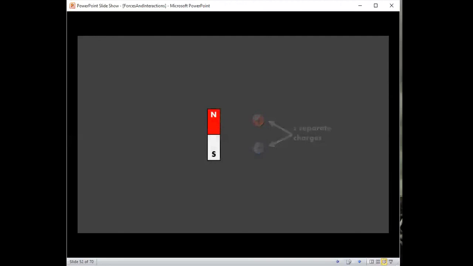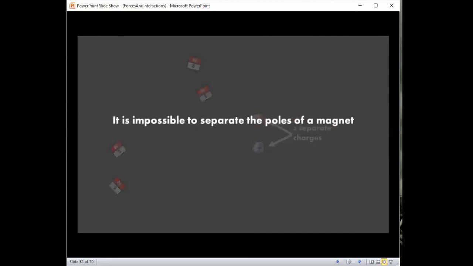But if we try to take the magnet and maybe break it in half to separate its poles, we end up with two smaller magnets with a north and a south pole. Maybe we just need to break them in half again, and we can break them in half again, and we end up again with a bunch of north and south pole magnets. And we can continue breaking them smaller and smaller down to the very particles. And what we will notice is that it is impossible to separate the poles of any magnet. Because it's impossible, there's no single magnetic poles in nature.